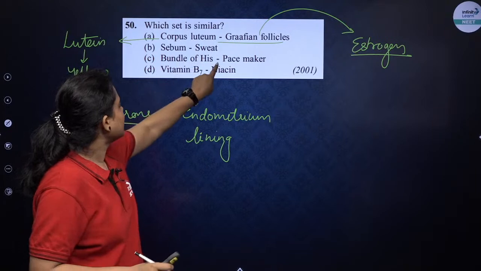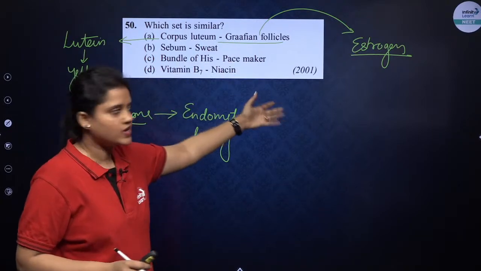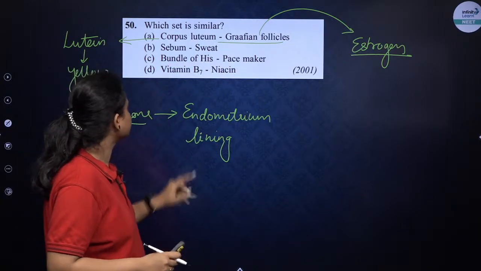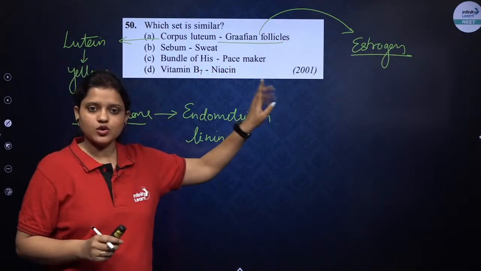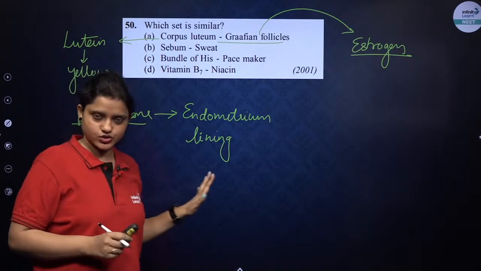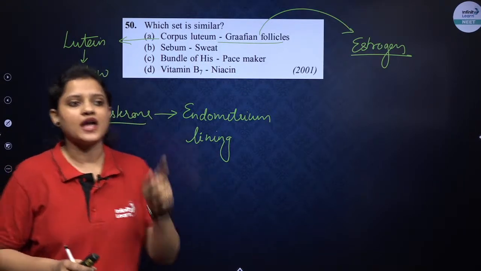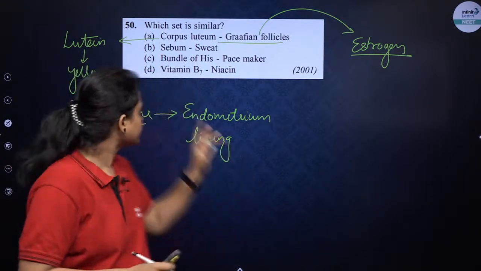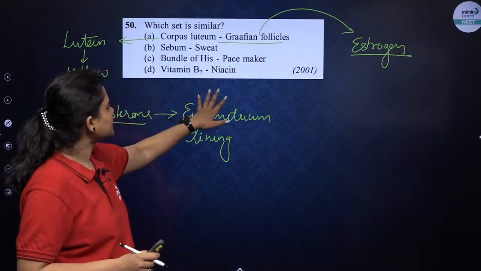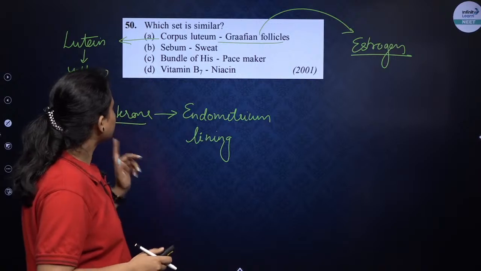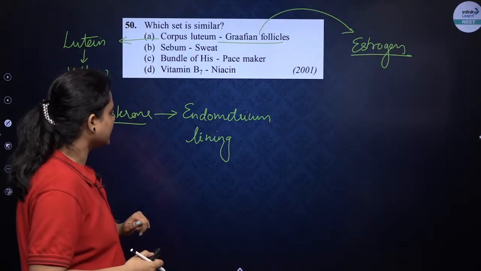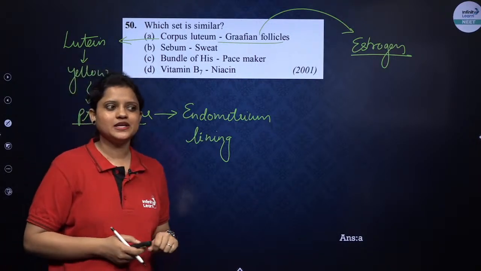Sebum and sweat glands. Sweat glands will release sweat, sebum will release oil. So this is different. Bundle of His is a pacemaker? No. Bundle of His is a nodal tissue, but pacemaker of heart is sinoatrial node, SA node. Vitamin B7 is niacin? No. Niacin is B6. So this is wrong. So correct option will be A. Correct option will be A.